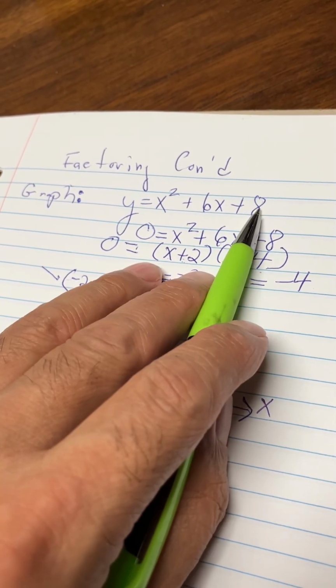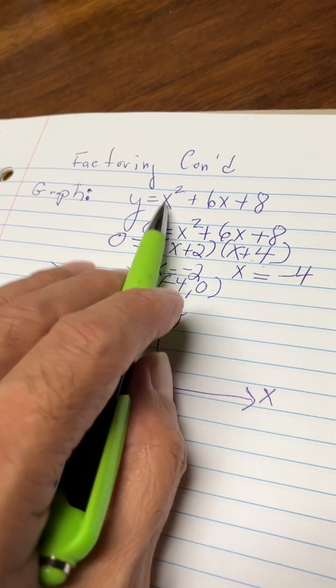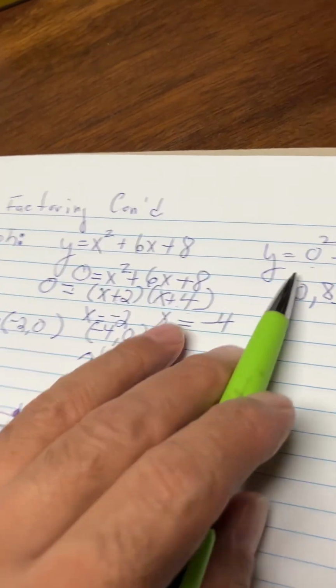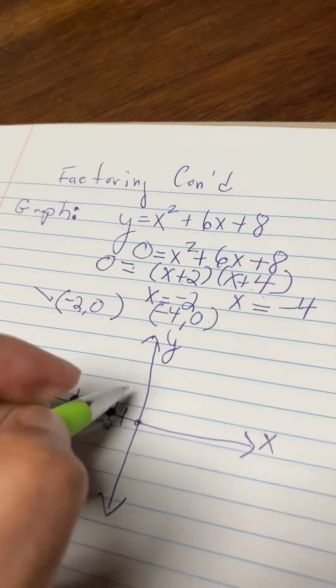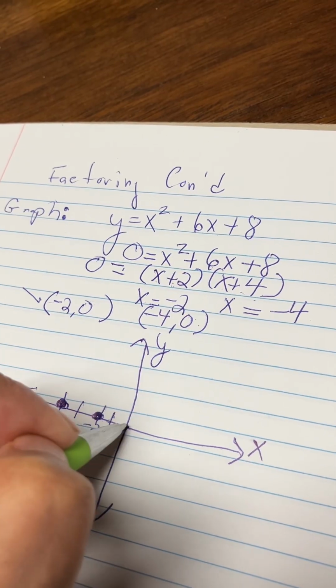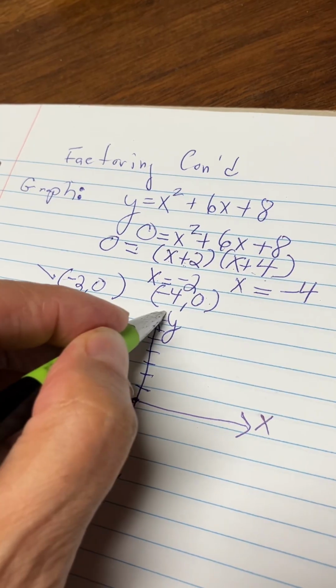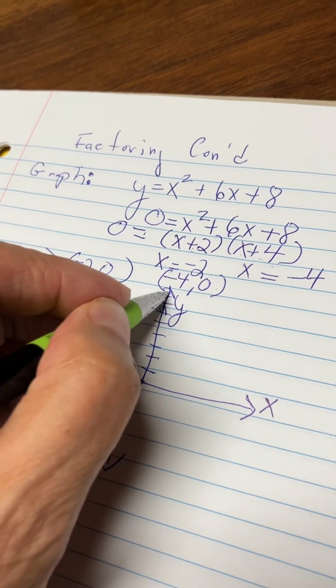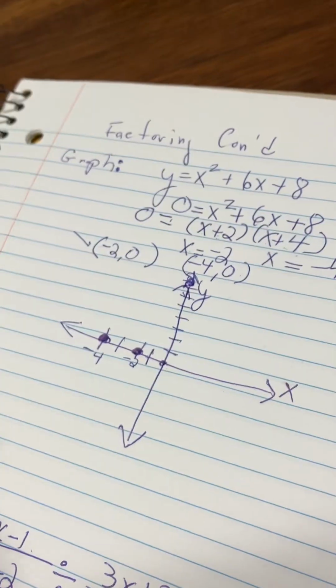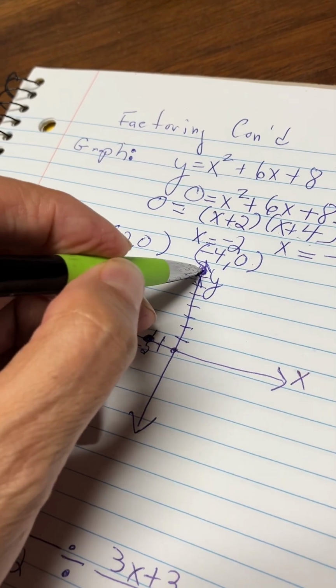If there's nothing here, then the y-intercept is 0. So when x is 0, y is 8. So 0, 8. So we're on the y-axis. So this is going to be 1, 2, 3, 4, 5, 6, 7, 8. I'm going to extend this a little bit. It's right there.